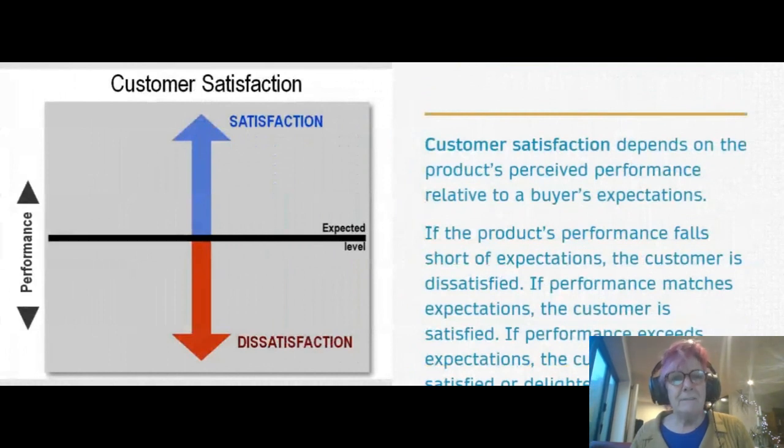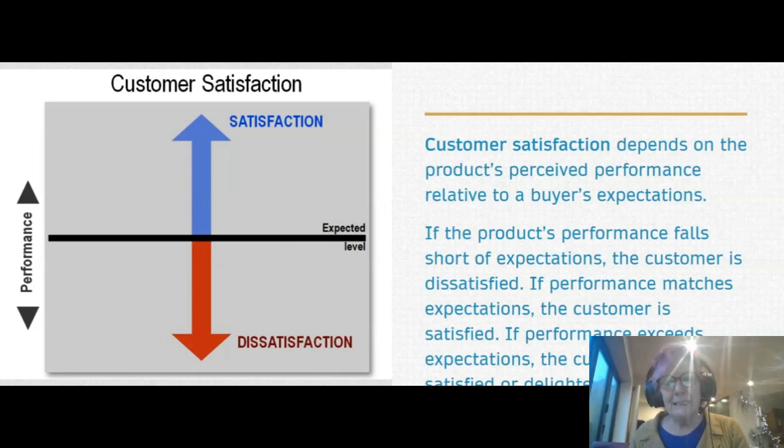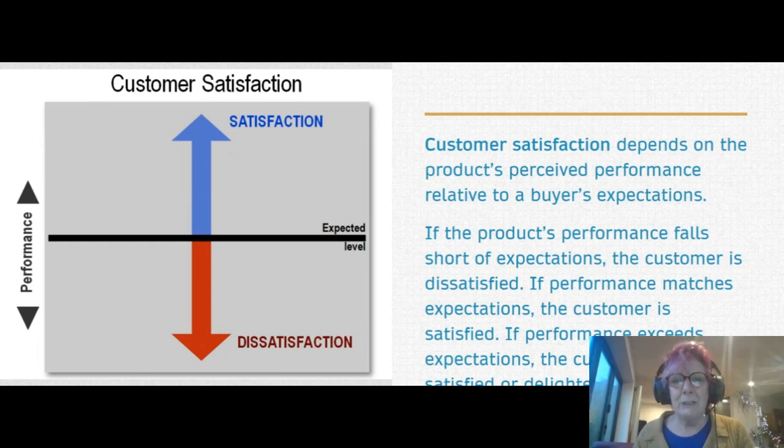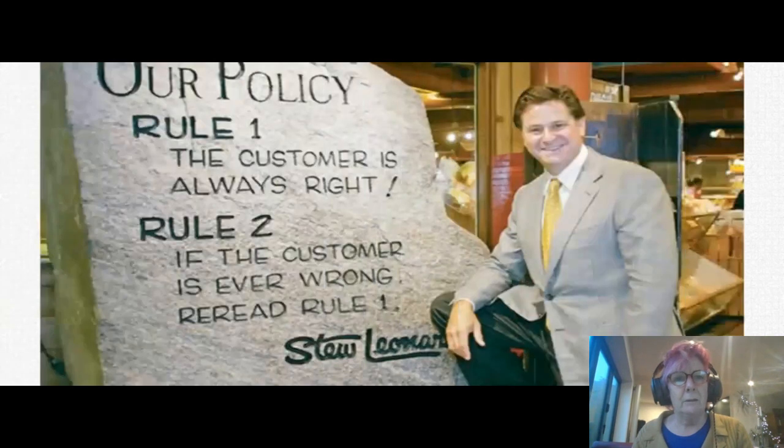So customer satisfaction is really this mixture of what performance we expect. If the product performs better than we expected, we're going to be happy. We're going to be satisfied. If the performance is worse than we expected, we're going to be dissatisfied. We're going to be unhappy, and we won't shop with that business again. So for businesses, that perceived satisfaction really is the difference between what we expect and what we get. And it's important for businesses that they match those.